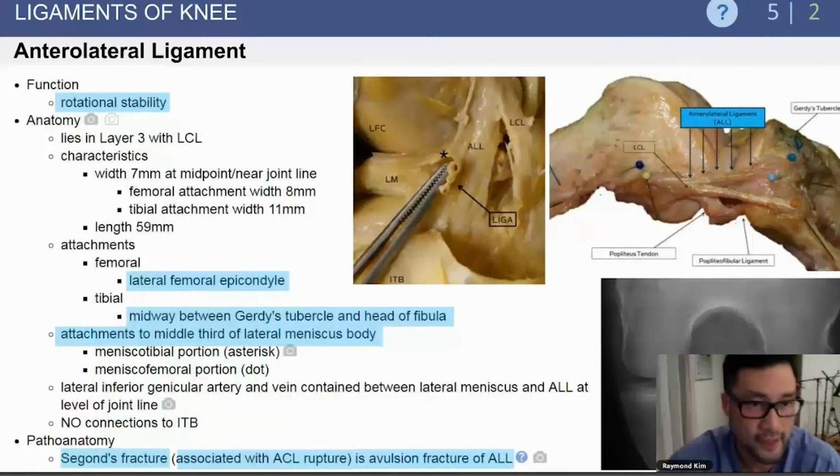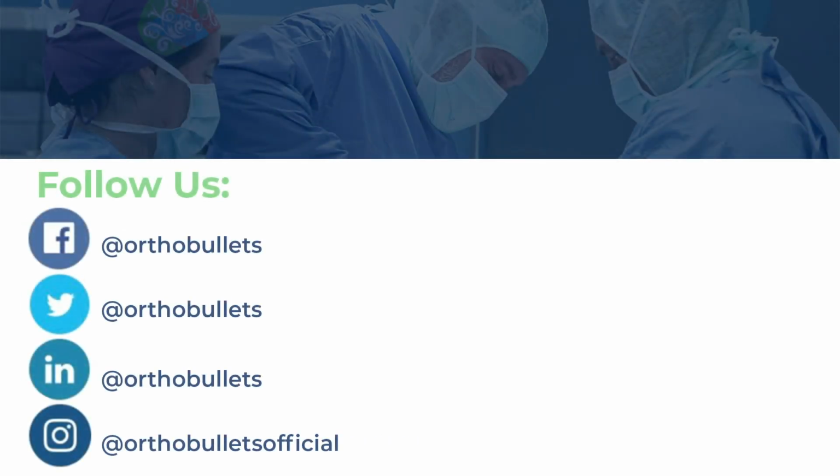The anterolateral ligament has recently been described as recently as 2013 by Johan Bellemans and Jan Victor in an anatomy journal. This provides rotational stability. It's attached to the lateral femoral epicondyle and inserts on the tibia, midway between Gerdy's tubercle and the head of the fibula, as you can see by that light blue pinhead on that cadaveric specimen. If you see an ACL injury X-ray, you'll often see the Segond fracture, and this is really the avulsion of the ALL ligament.